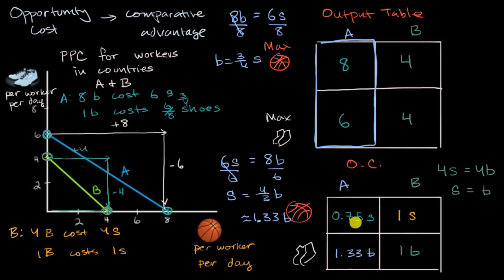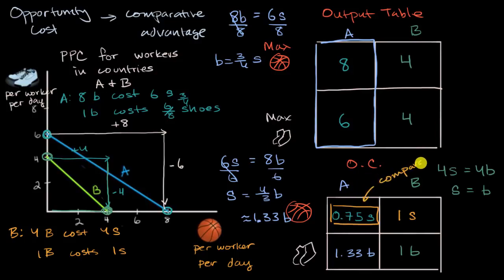Given the opportunity cost that we have calculated, what country has the comparative advantage in basketballs? Pause this video and try to figure it out. So now let's look at the opportunity cost of producing a basketball in either country. In country A, each basketball costs a worker 3/4 of a pair of shoes, while in country B, it costs them a whole pair of shoes. So country A actually has a lower opportunity cost of producing basketballs. And so it has the comparative advantage here.